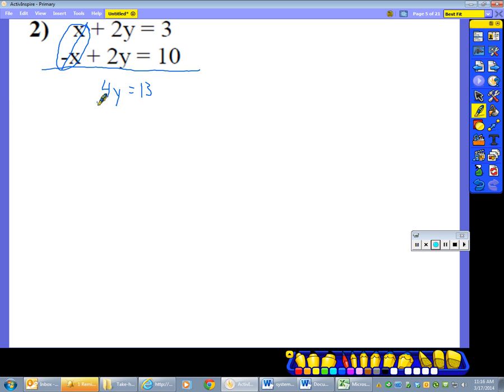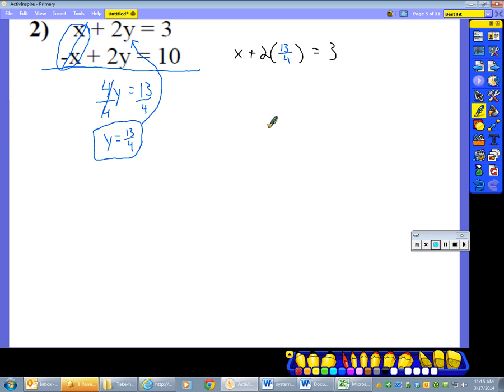And so now I'm going to divide the left side by 4 and the right side by 4, and I'm left with y equals 13 over 4. So that's my y value. So now what I'm going to do is use substitution. I'm going to take this and put it in for y and solve for x. So my equation will look like this: x plus 2 parentheses equals 3, and in the parentheses I'm going to put in y's value, which is 13 over 4.